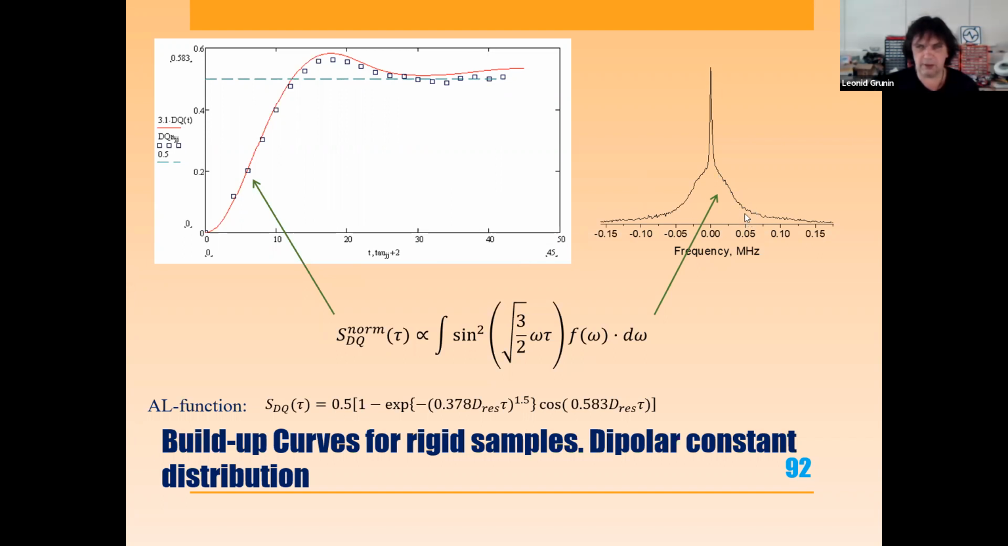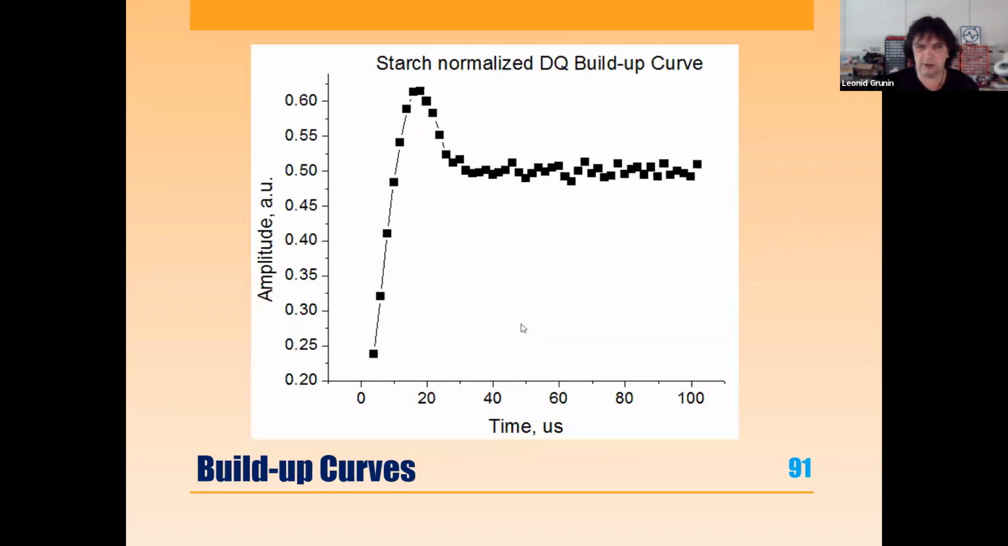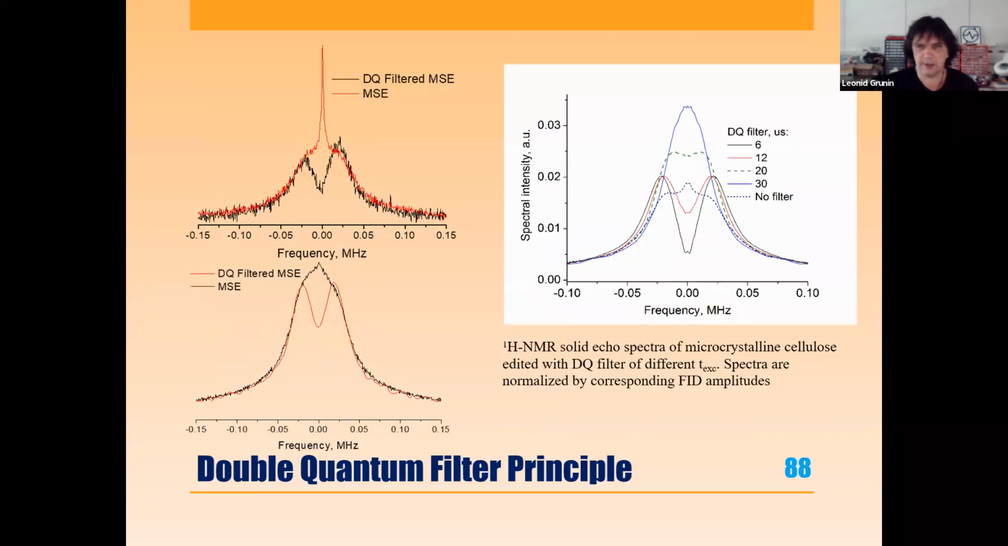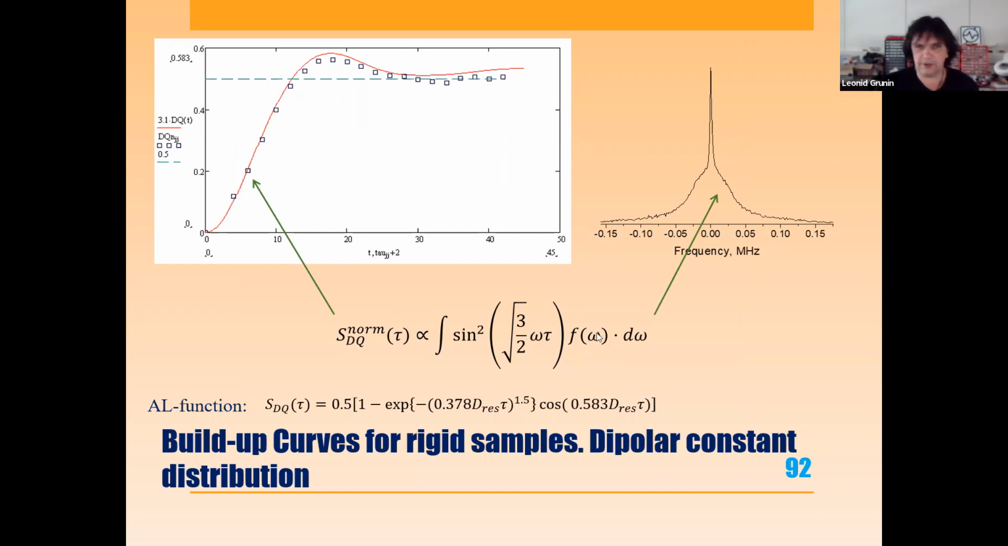We have taken the distribution function; actually the spectrum is a distribution function of different frequencies. We have taken all these and multiplied by squared sine. Squared sine, I can remind you, comes when we reconvert the double quantum into the evolution. After this integration, you see the red line. It looks more or less similar to the double quantum acquired for the same sample. So it means that this double quantum approach does work and does give good information.